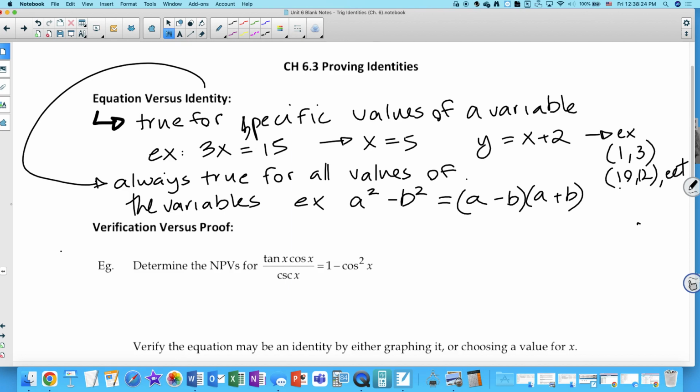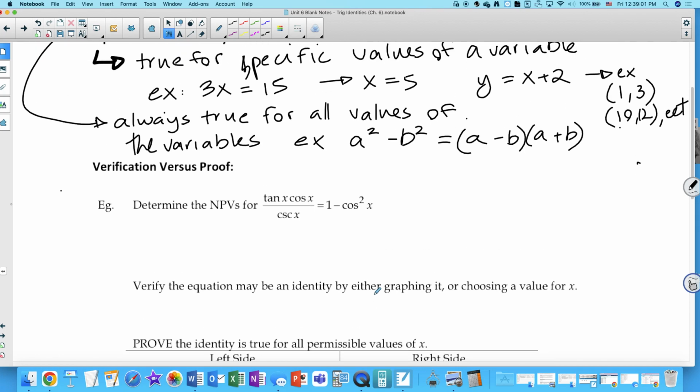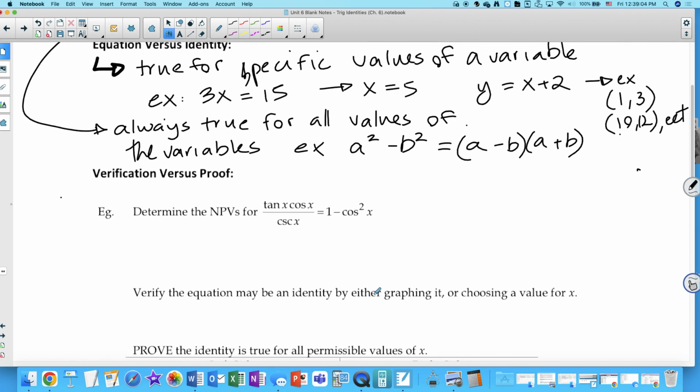Another thing that we need to think about with these identities is, I should say, it's always true for all values of the variable that are permissible, because with identities, you can have non-permissible values that crop up. Most of the time that happens because the only trig ratios that do not have a denominator are sine and cosine. So often, if you're using any other trig ratio, or if your identity has almost like a rational expression in it like this, then you are responsible for stating non-permissible values.